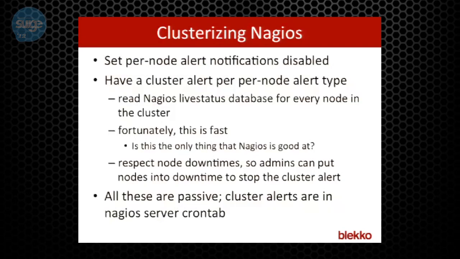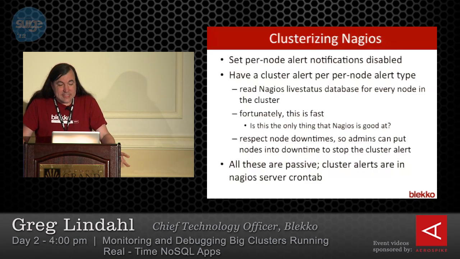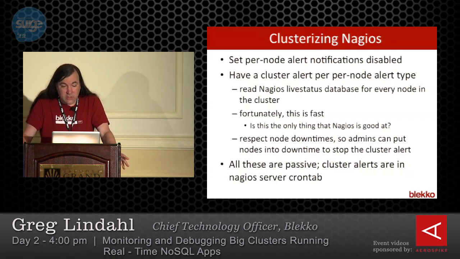So, clusterizing Nagios. I have all the per-node alerts: that the load average is extremely high, or I'm very low on free memory, or I'm beginning to swap. And I take all those alerts. You have them run as cron jobs. Their notifications are disabled. You have a per-cluster alert per node. That per-node alert type, right?